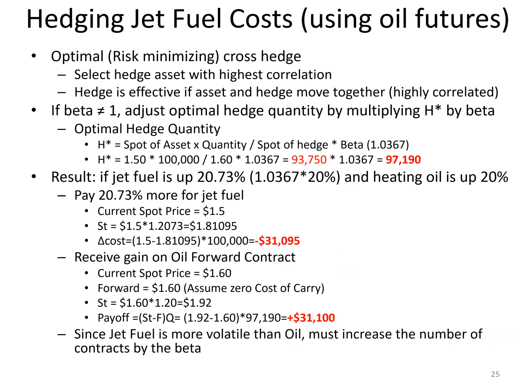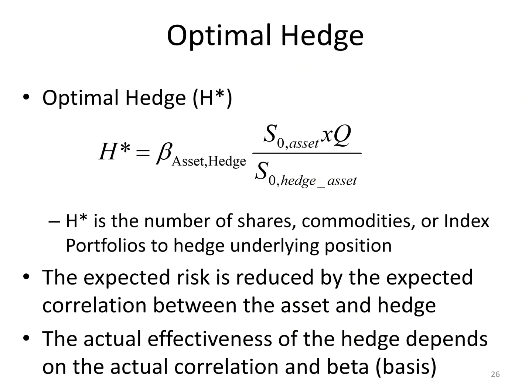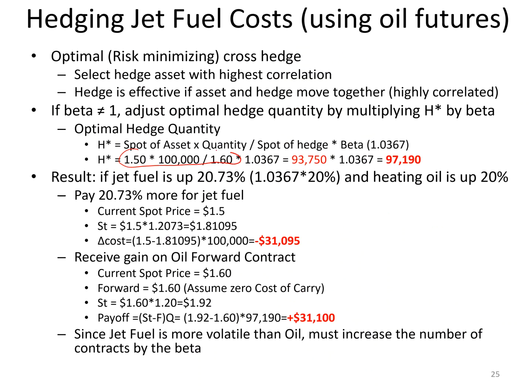I can then use that information to get an optimal hedge ratio or hedge quantity. I simply take what I did in the last section. I calculate the optimal hedge ratio, assuming betas are equal to 1, and multiply times the beta. So I'll take that 93,750 and multiply times the beta. So what I need is actually 97,190. A way of thinking about this is jet fuel is more volatile than heating oil by about 4%. Therefore, I just need about 4% more contracts. So their prices will offset.